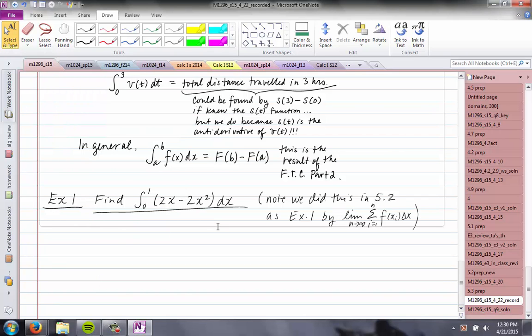We're in section 5.3, and we're going to start with example 1. Find the integral from 0 to 1 of 2x minus 2x squared. So we actually did this problem in 5.2 with the limit of the Riemann sum, but we can now use the shortcut using the fundamental theorem of calculus part 2.